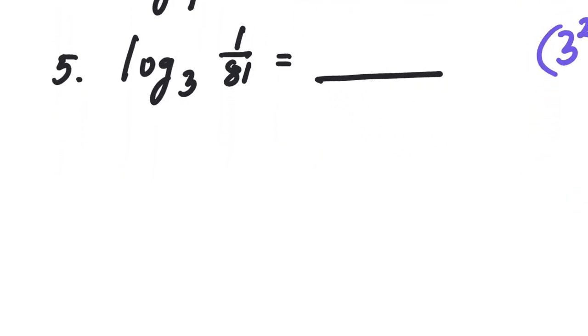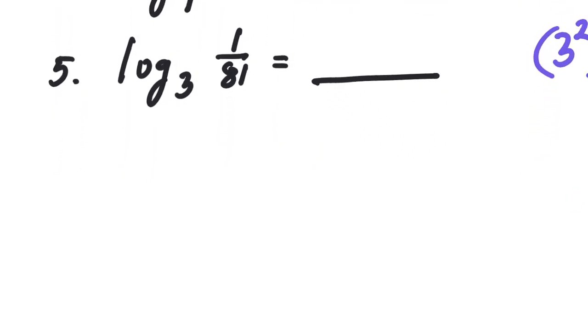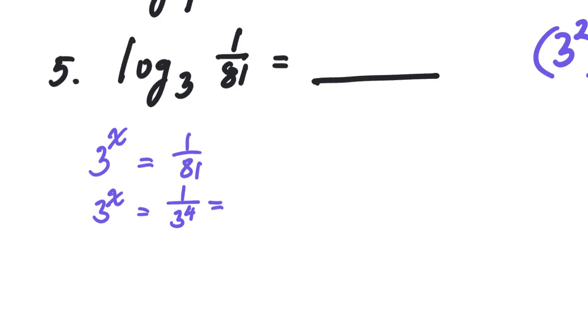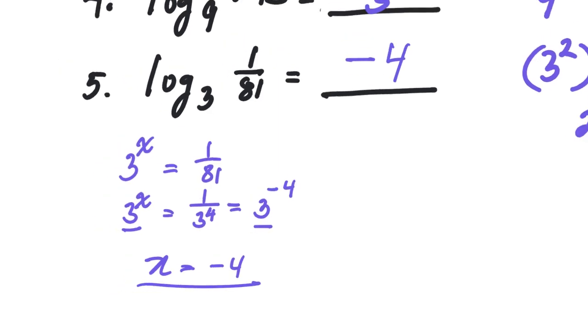Okay, the last one, number 5, log base 3 of 1 over 81. Now let's look at it this way. The base is 3 and we don't know the value of x in there, and 1 over 81. But we can also use the base of 3 for 81. If you multiply 3 four times, it's going to be 3 raised to 4. Now, 1 over 3 raised to 4 is the same in its exponential form as 3 raised to negative 4. Since they have the same base already, then here the x is going to give you negative 4. Therefore, your answer here is negative 4.